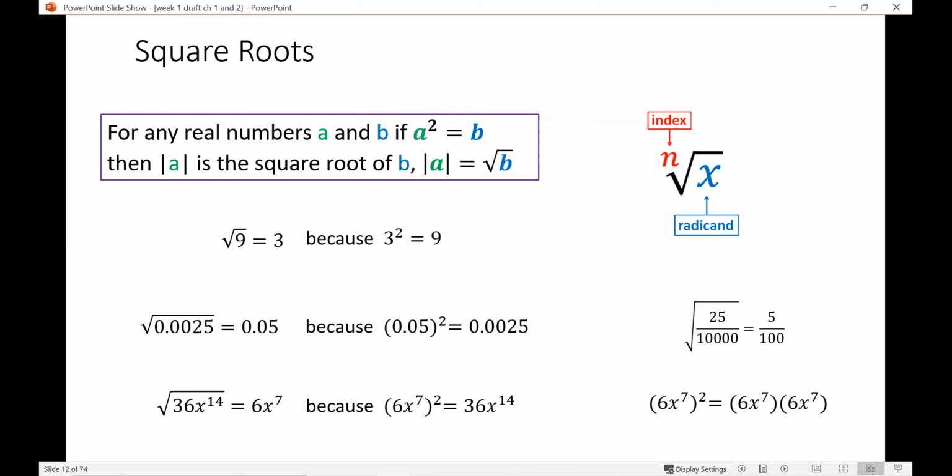Take a look to the right, see how 6x to the 7th squared is 6x to the 7th times 6x to the 7th. And when we combine that, we get 6 times 6 is 36, x to the 7th times x to the 7th is x to the 14th. Okay. So take a look at this one, make sure you understand that. If not, pause it and try to work through it.